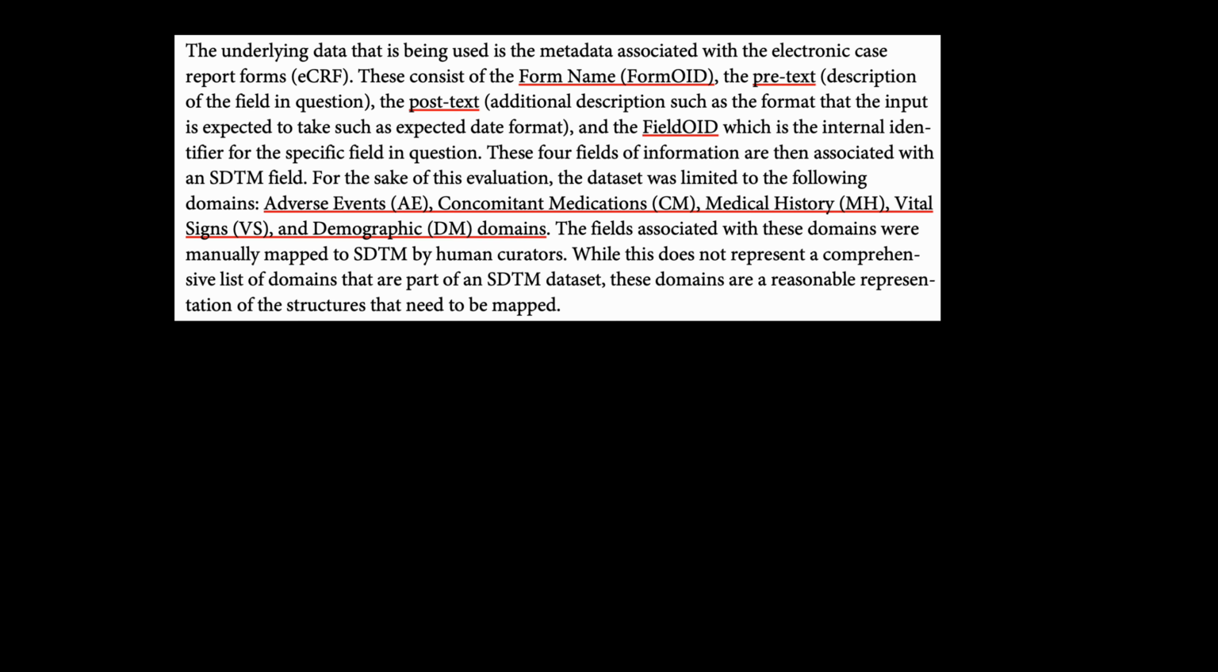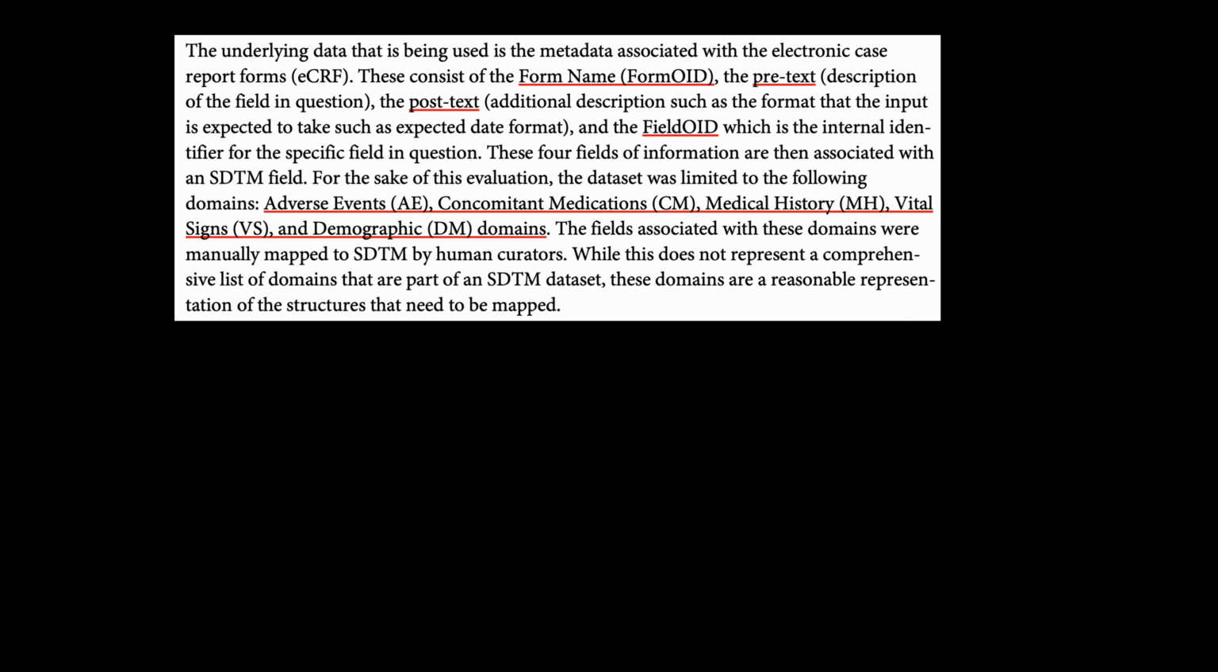Now let's look into how the Siamese networks are used to classify or to map these variations into standard format. These researchers have considered 4 key data elements associated with fields in ECRFs or these forms. These 4 elements are field ID, referred as field OID, pretext, posttext, and form ID, referred as form OID.